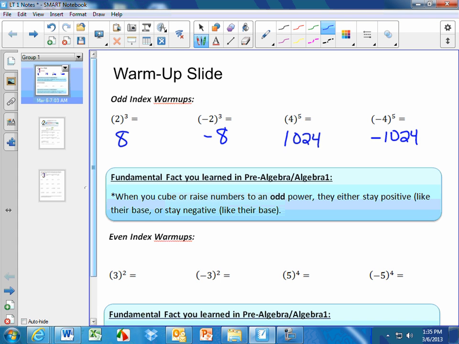And the takeaway from that, the thing that I want you to remember for today's lesson: when you cube or raise something to the 5th power or any odd exponent, whatever the sign of the base was, that'll be the same sign as your answer. So example, 2 cubed. 2 is positive, and so is 8. Negative 2 cubed. Well, negative 2 was negative, and so is your answer, negative 8. That's always true. And that will be important when we talk about roots later.